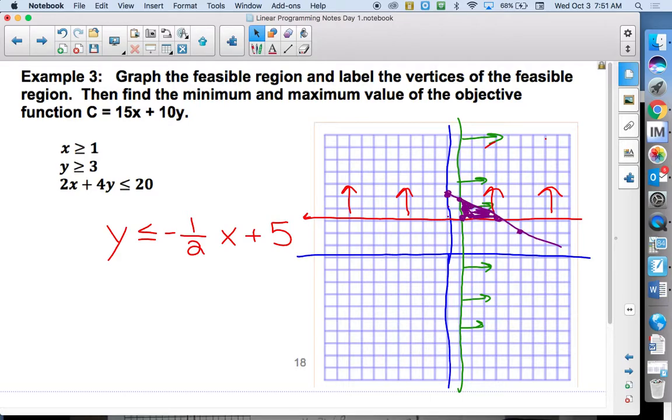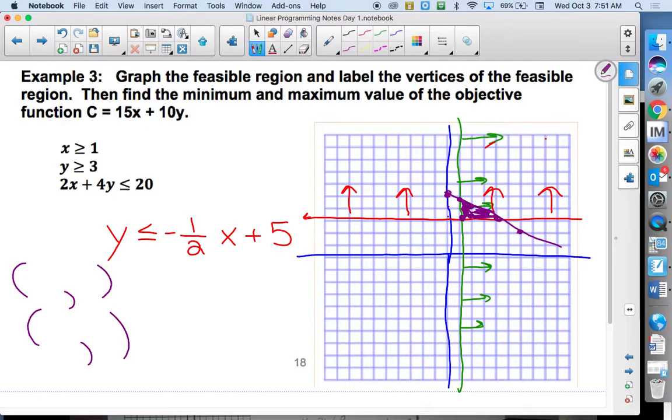Any questions on finding that graph? So the next part says to find the max and min. In order to do that, we need to list what the vertices are. And there should be 3 of them since we have a triangle. Abby, can you give me any of the vertices that you found? 0, 5. Okay, so not quite because it starts at 1. So we have to be to the right of 0. 1, 5.